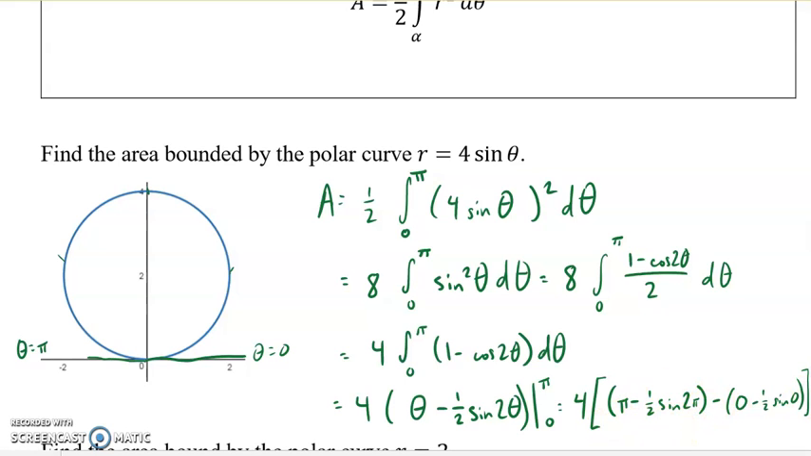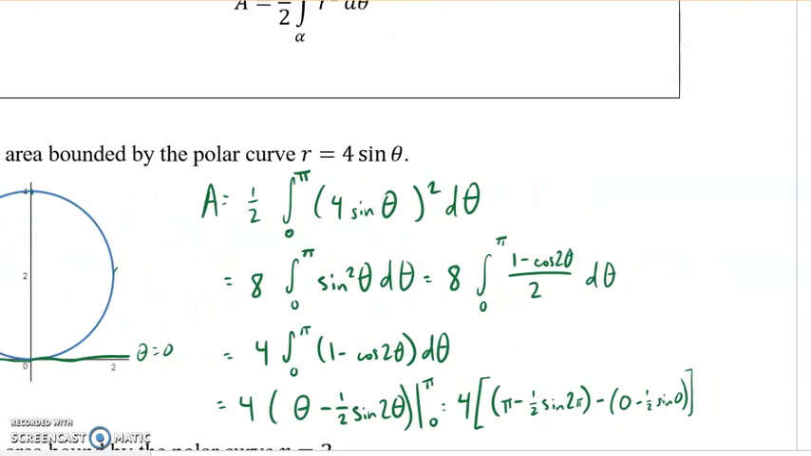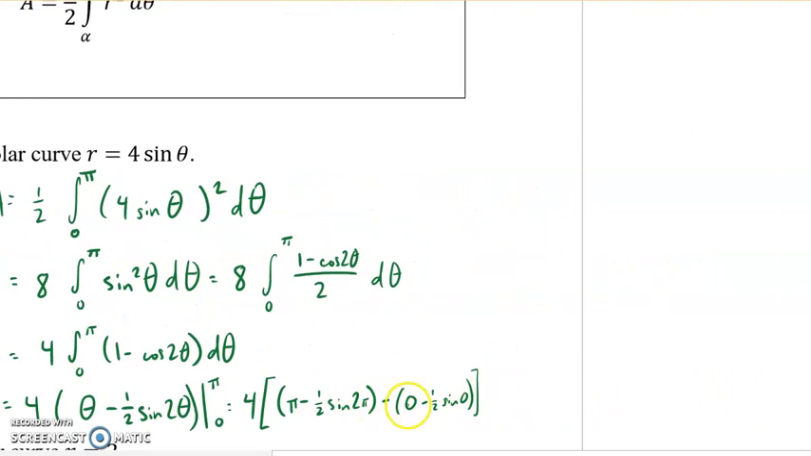Well, sine of 2 pi is 0. Sine of 0 is 0. So we've got pi minus 0 minus 0 minus 0. So that's going to be 4 times pi. That's exactly what we expected to get. So it's nice when that works out.